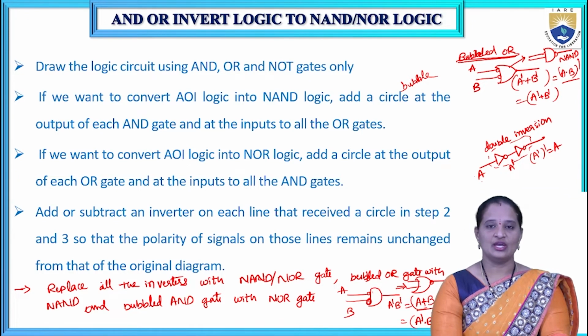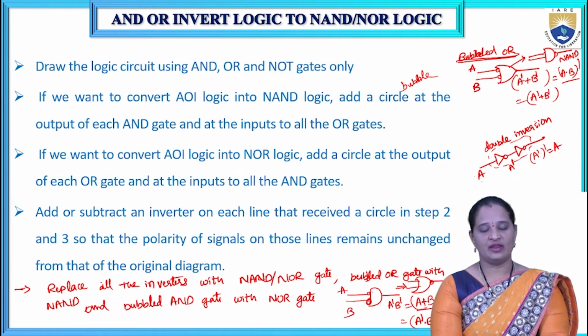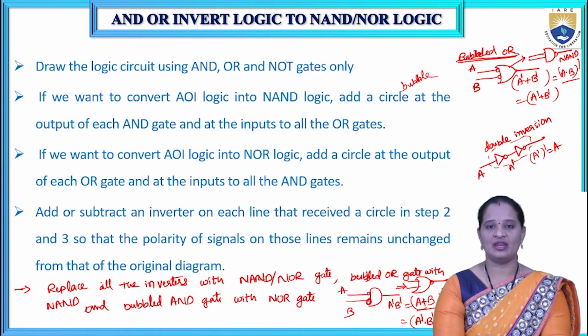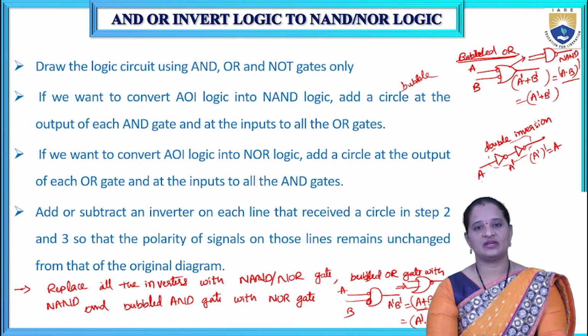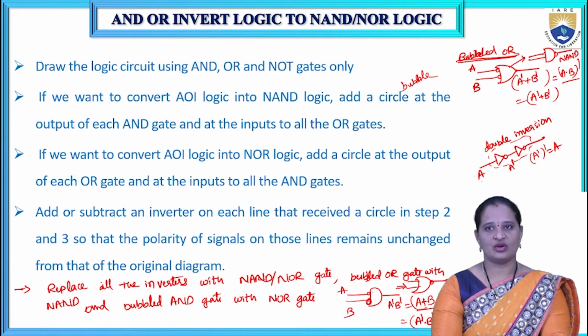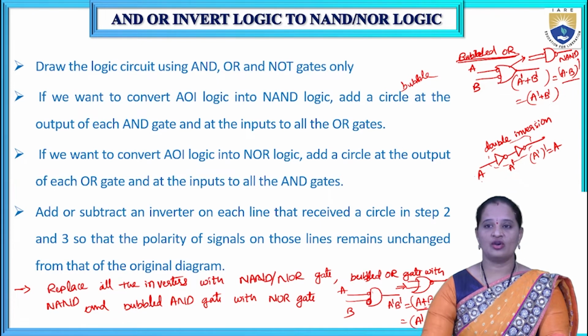So that is what I said. In the final step, whatever inverters we have, we need to implement them using either a NAND gate or a NOR gate, depending on the chosen logic. And also the bubbled OR should be replaced with the NAND gate, and the bubbled AND is replaced with the NOR gate. So this is the procedure for conversion of AND-OR-invert logic into NAND or NOR logic.